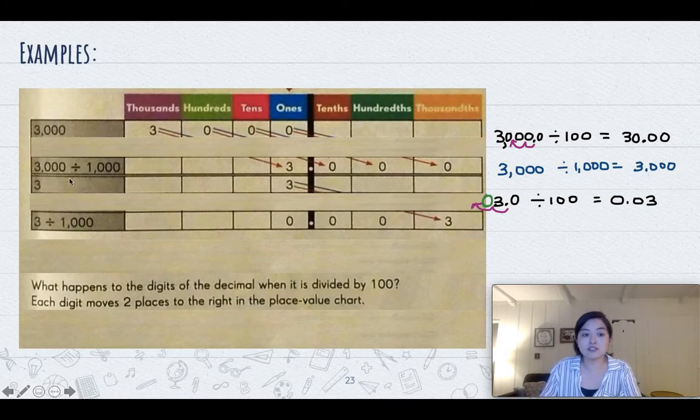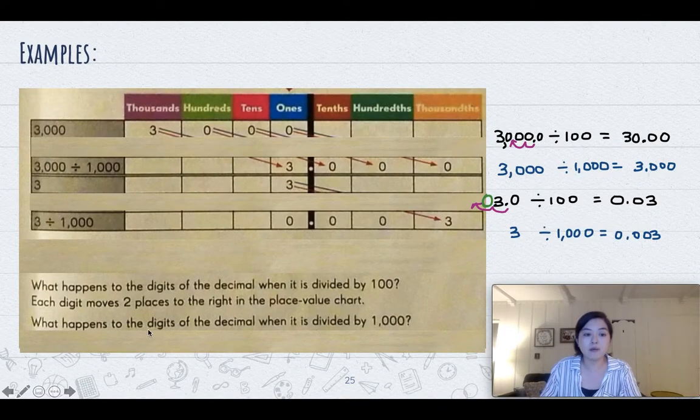Let's look at another division with 1,000. So we have a 3, and then I want to divide it by 1,000. So then again, here's my 3, and when I divide it by 1,000, it comes here in the place value chart. So it's moved over to the right, 1, 2, 3 spots to the right. So let's write that division sentence right here. 3 divided by 1,000 is 0.003, and I'm just copying that from here. So what happens to the digits of the decimal when it is divided by 1,000?